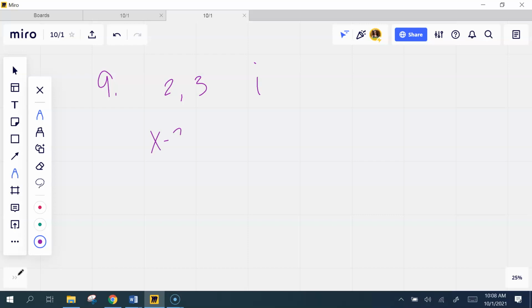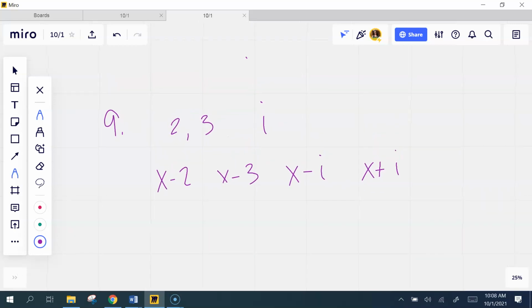Then I would need to do x minus 2, x minus 3, x minus i. In order to get that i to cancel out, I'm also going to have to do x plus i. Because here's why: technically, it's 0 plus i or 0 minus i, so you'd also include the conjugate on that one also. You have to do it for all of the imaginary ones too. Number 9 was the only one that had that imaginary in it, so you'll want to do the plus or the minus on that one.